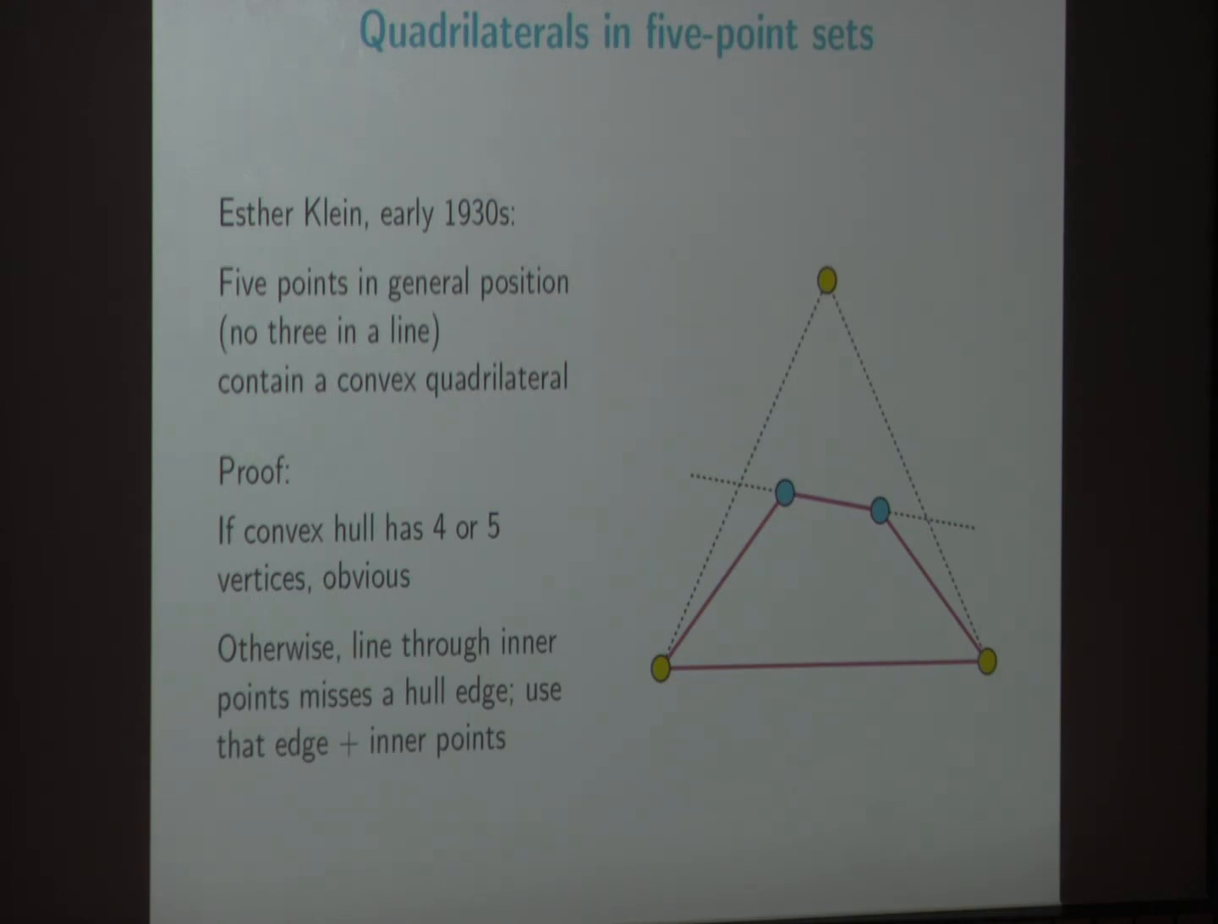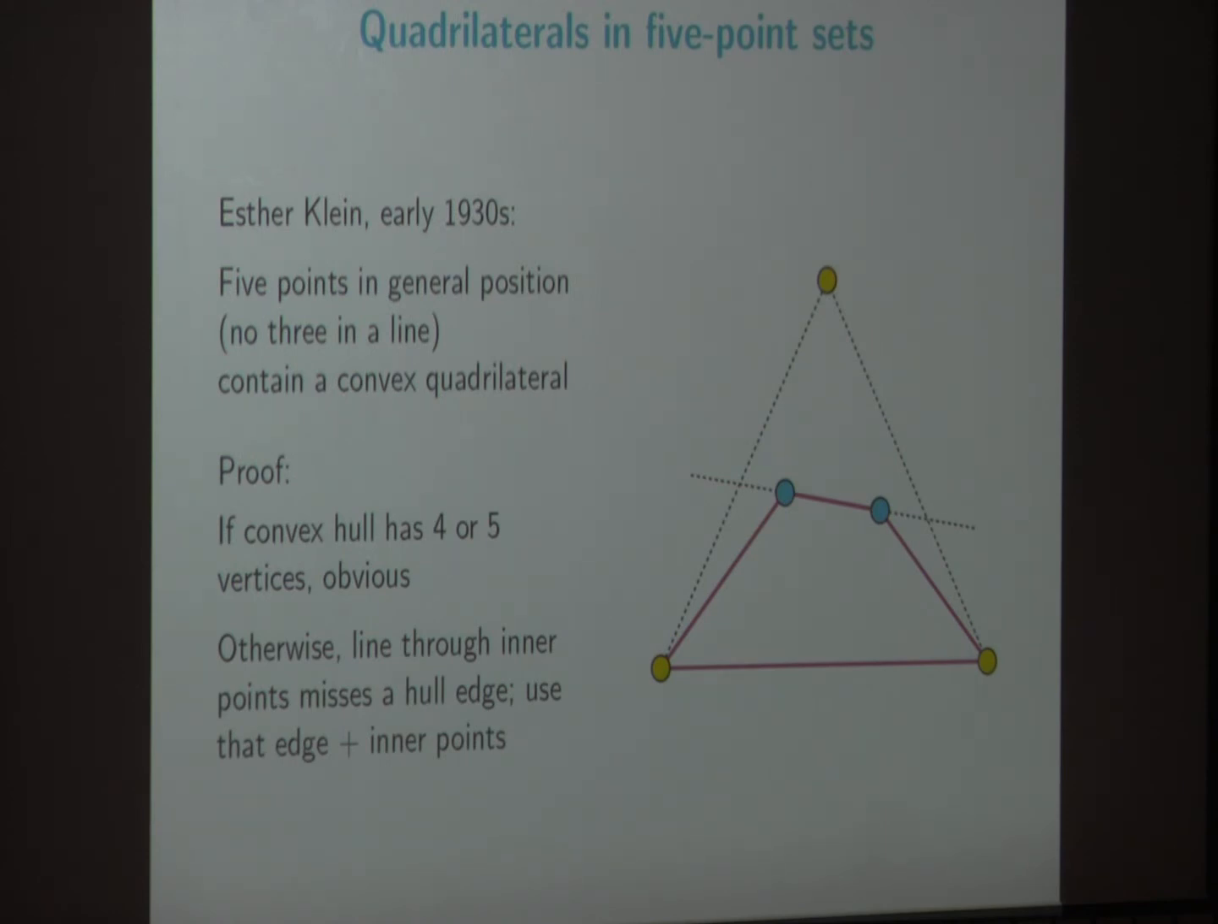This is an observation made by a Hungarian mathematician, Eszter Klein, as a student in the 1930s. She had observed that if you have 5 points in general position in the plane, so no 3 of them on a line, then there's always a quadrilateral made by 4 of them that's convex.